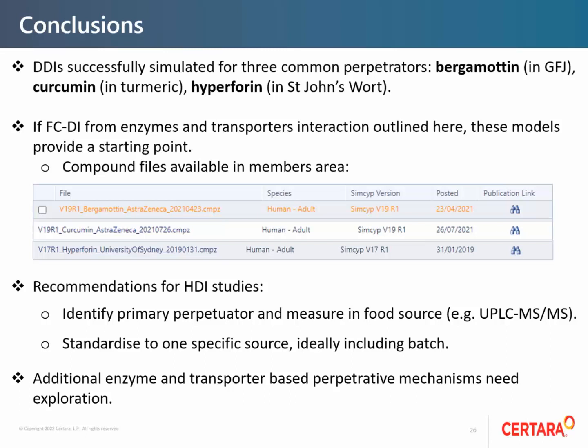Some clear takeaway that I want to get across is the need for standardization when you do herb-drug interaction studies, if that's something you're interested in. So first you have to standardize in terms of identifying a primary perpetrator of interest in your food source, but of course also measure the food source yourself. Generally, it's a good idea to, even if there is a concentration of your perpetrator that has been reported by the manufacturer, just to cross-check that particular source by doing your own measurements. But of course, you also want to standardize to that specific source where you know what the perpetrator concentration is for. Ideally, you would want to standardize everything as much as possible, including the batch.